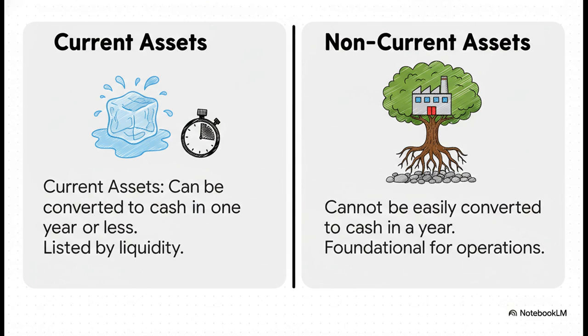On one hand, you've got current assets. These are things that are either cash already or can be turned into cash pretty quickly. We're talking within a year. And they're always listed by how liquid they are. On the other hand, you have non-current assets. These are the big, long-term things, the foundation of the company that aren't meant to be sold off quickly.